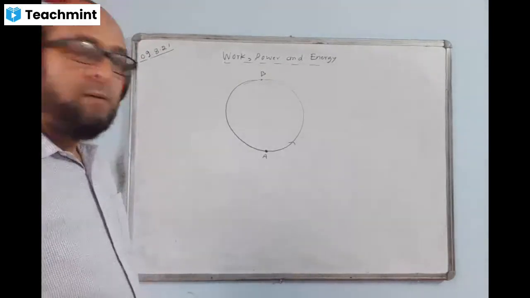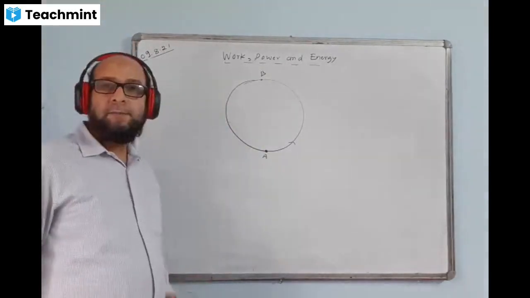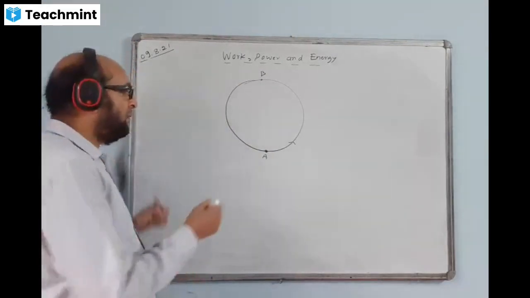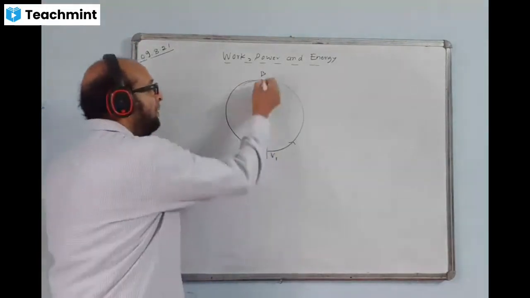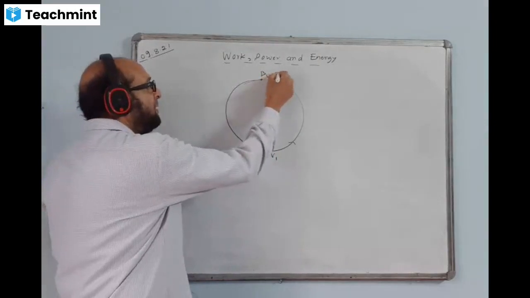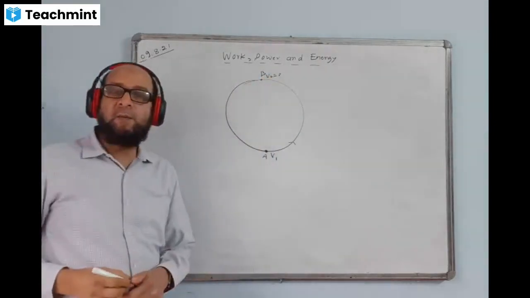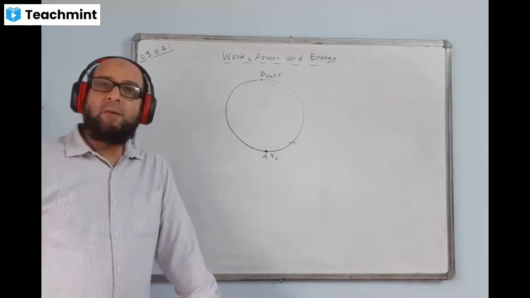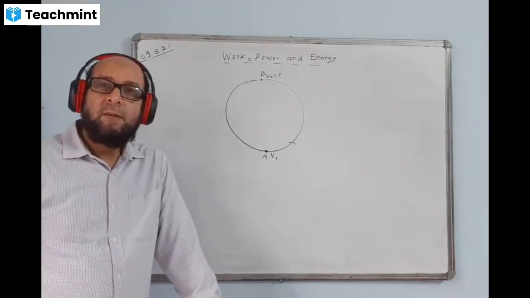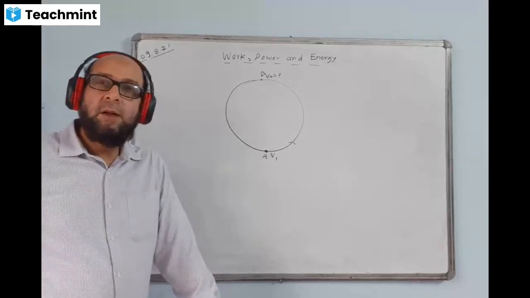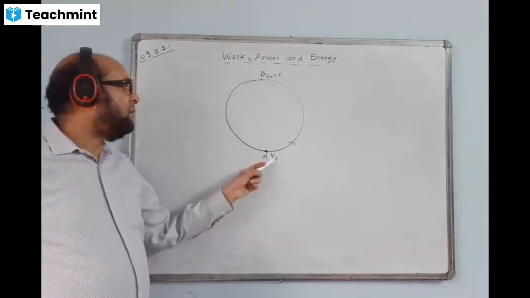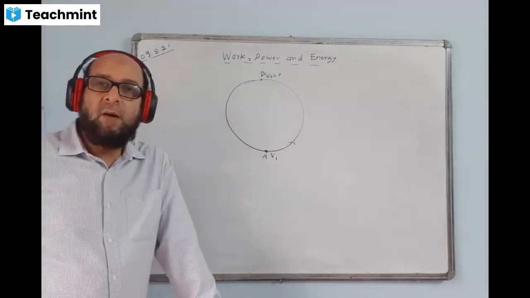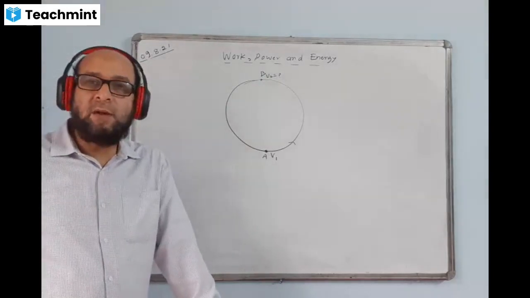A body is moving in a circular path like this. The speed of the body out here is given as v1. What is the value of the speed at this point? How do we find the speed at this point, or at any point? Can you suggest some idea? V1 is known, how do we find V2? With the help of one speed, how can you find the second speed?